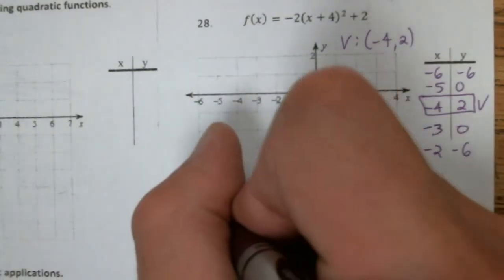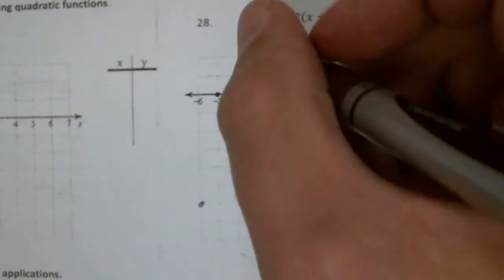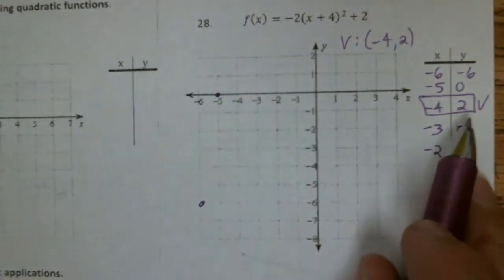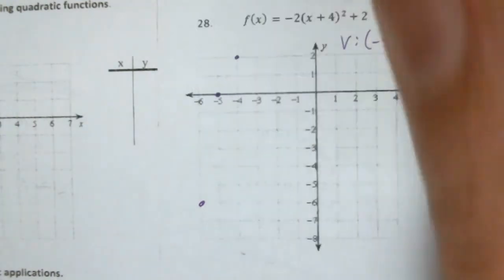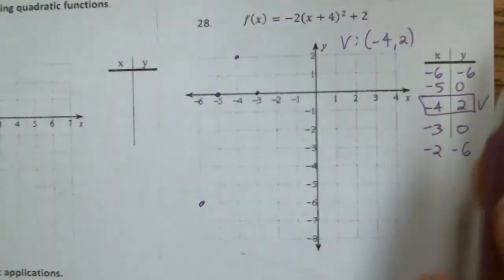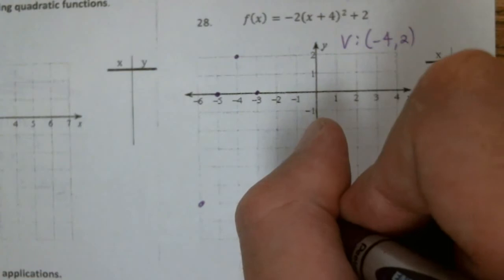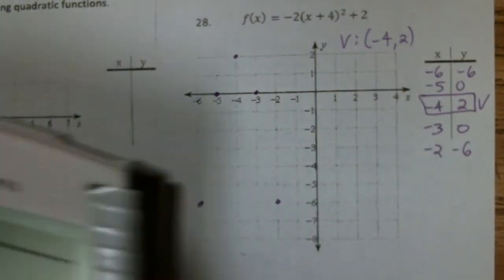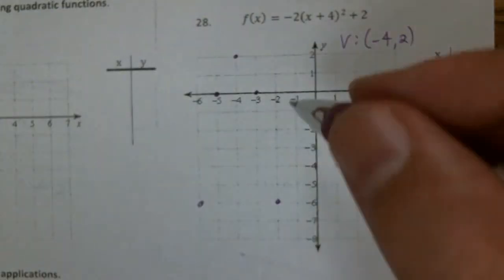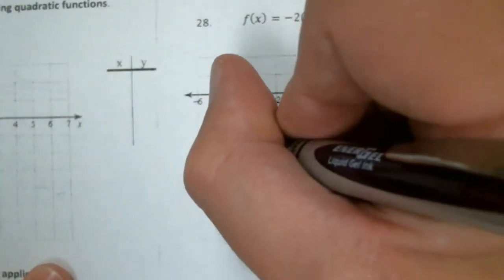-6, -6 is down here. -5, 0 is up here. -3, 0, or excuse me, -4, 2 is up here. -3, 0, -2, -6. As a check, guys, what can you do? Well, let me go ahead and connect the dots.